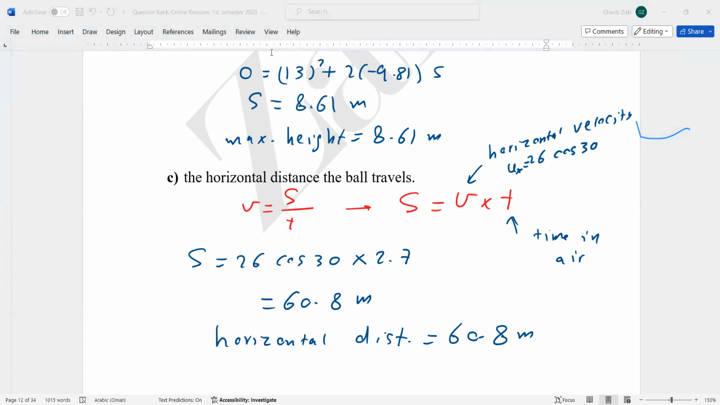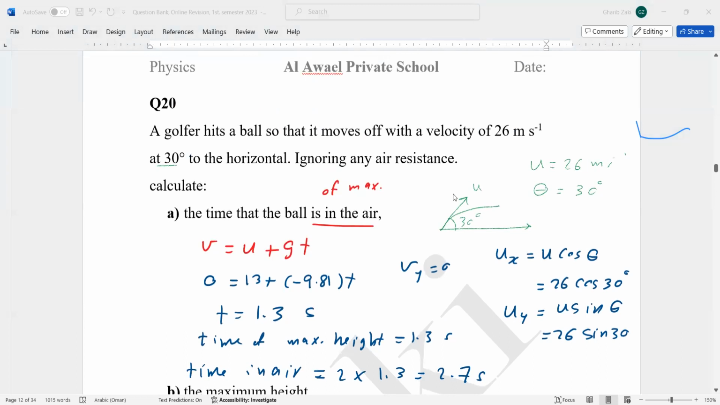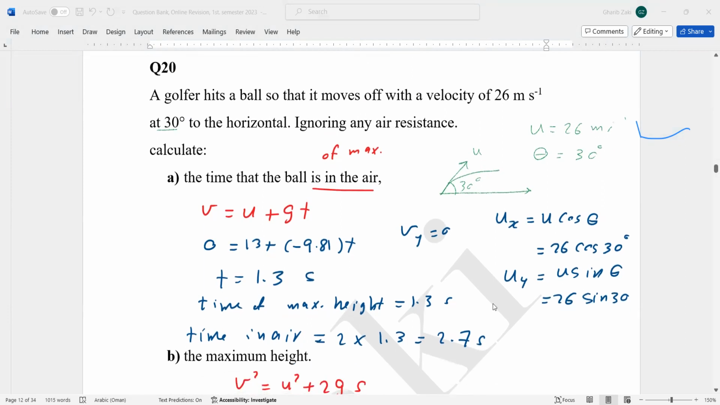Part A again, he asked for the time in air. If I ask you only for the time of maximum height, then just find the time of maximum height. But for the time in air, because the time up equals the time down, if the time up is 1.3 seconds, you take the same time down. But here, I used the value in the calculator, so it's 2.7, not 2.6. That is the reason why it is not 2.6, because I used the value in the calculator. Okay?